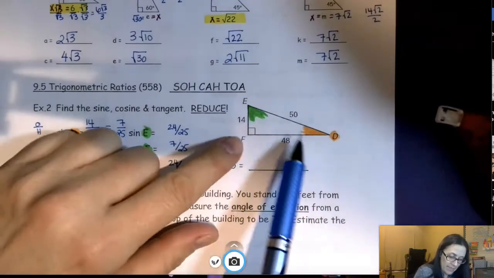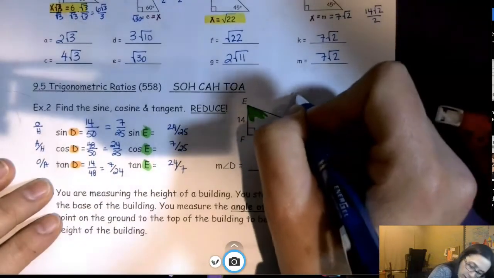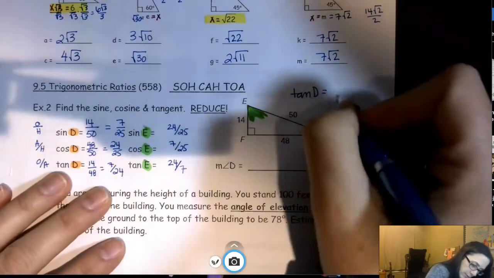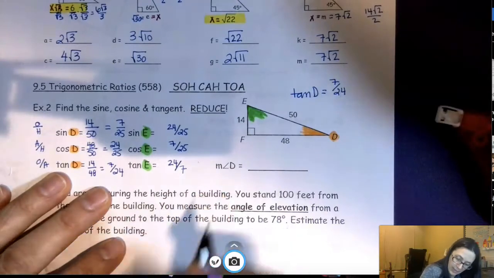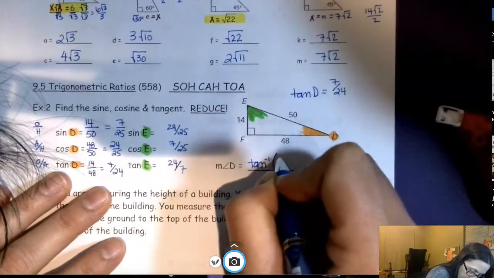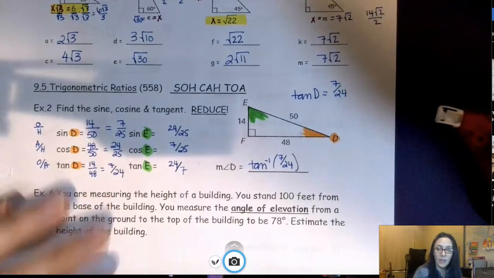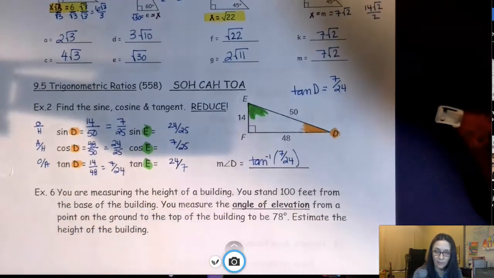Let's say tangent would have the smaller letters. So let's go ahead and do tangent of D. Remember that tangent of D is equal to 7 over 24. So if I'm looking for D, I'm going to look for inverse tangent of 7 over 24. And this is going to be your answer. Plug it in, figure out the angle measure.